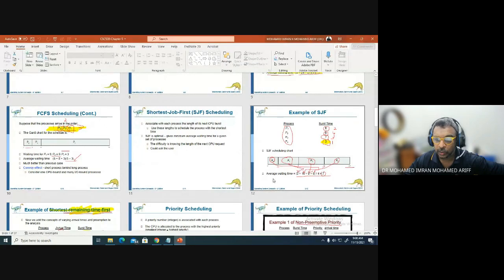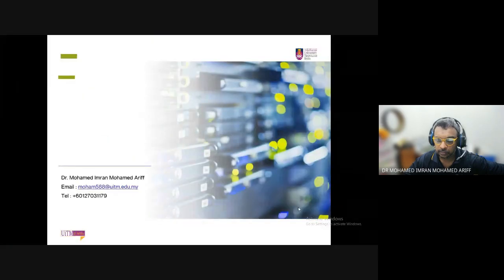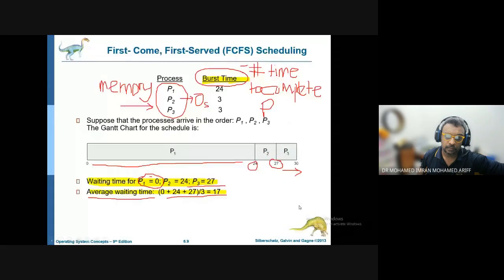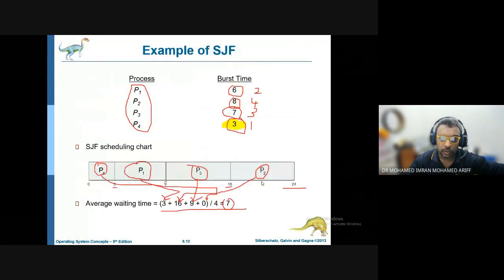When we say the average waiting time, you calculate the waiting time for each of these processes. Assuming all of these processes come at time zero, process 4 will go in first, and then process 1, process 3, and process 2. Why does process 4 go in first? Because its burst time is the shortest. The second one is process number 1, the third one is process number 3, and the fourth one is process number 2.